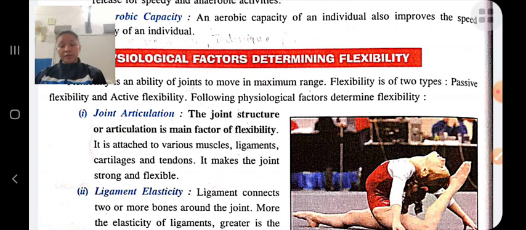Structure is also one of the main factors that determine flexibility, because the joint is attached to various muscles, ligaments, cartilage, and tendons. Therefore, flexibility also depends upon joint articulation, that is, according to the structure of the joint. Ligament elasticity: ligaments are present between the joints. Ligaments connect bones to bones.